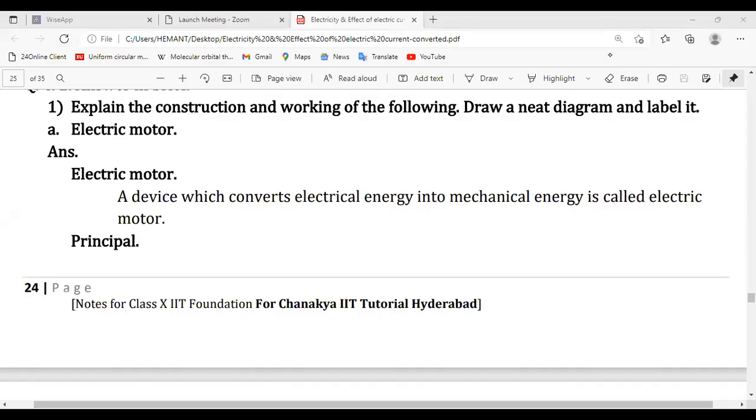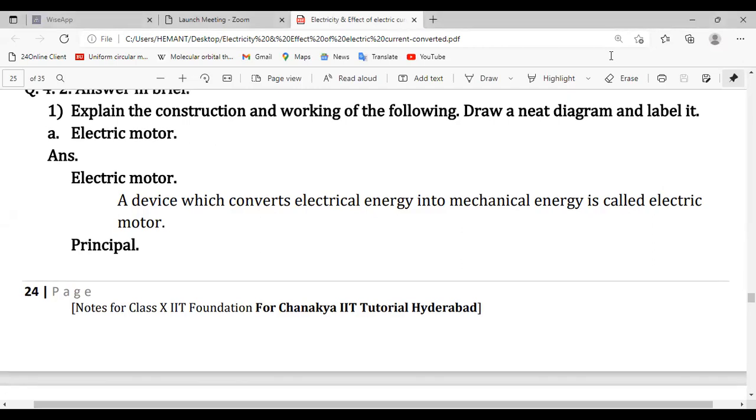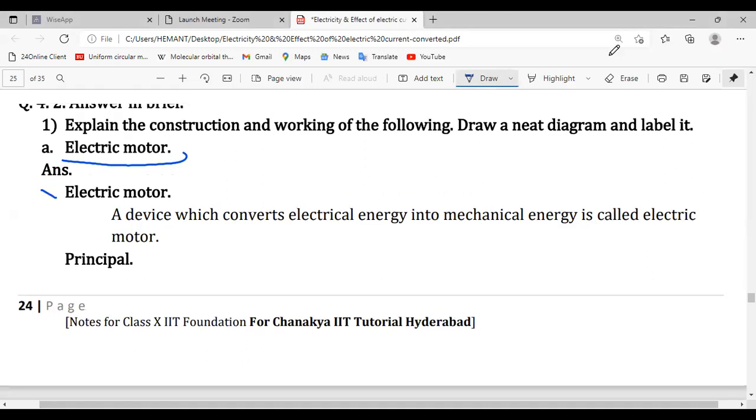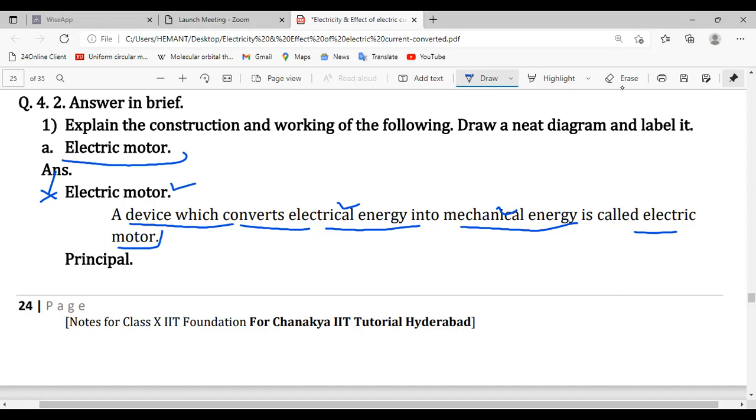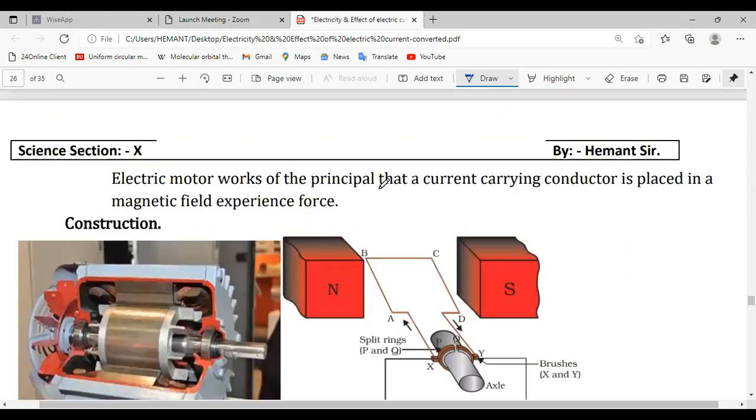Now we are going to understand the electric motor. It is very important. First we have to understand what an electric motor is. An electric motor is a device which converts electrical energy into mechanical energy. Now we are going to understand the construction of the electric motor.